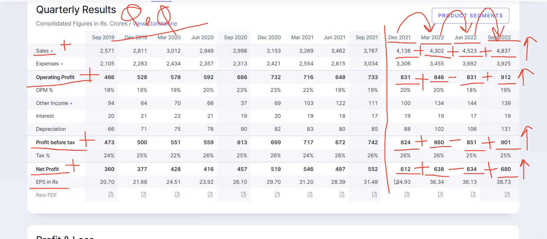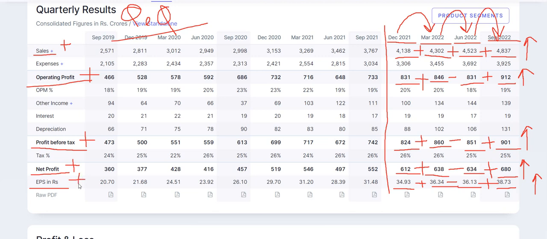Coming to the EPS in rupees, it is 34.93. From there it increased to 36.34. From there it decreased to 36.13, and here it increased to 38.73. So EPS is also increasing, leaving one quarter.